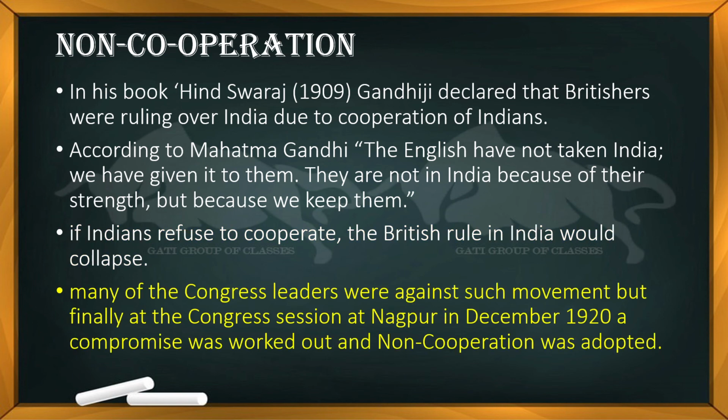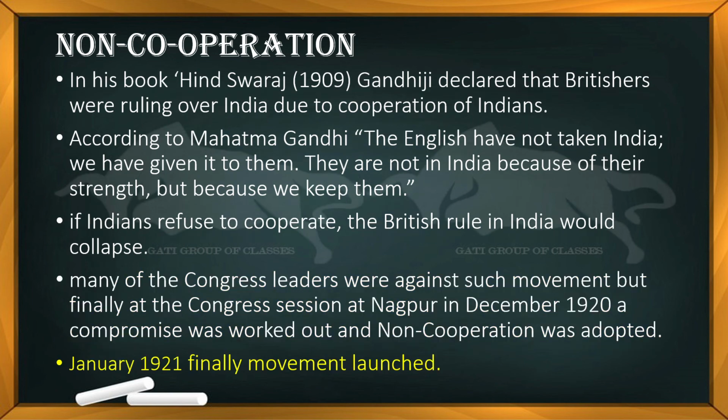Now let's see, many of the Congress leaders were against such a movement, saying there is no need to start any type of this movement. Why do we need it? But still, in the Congress session of Nagpur in December 1920, this was adopted and the resolution was passed that we will start a non-cooperation movement. So finally, in January 1921, the movement was started.